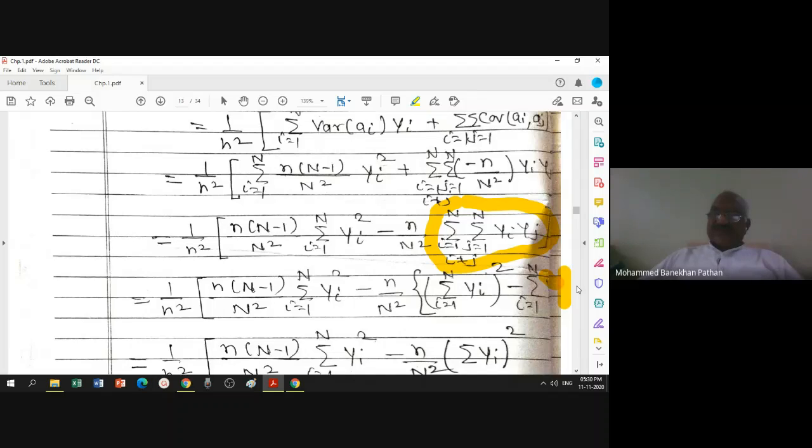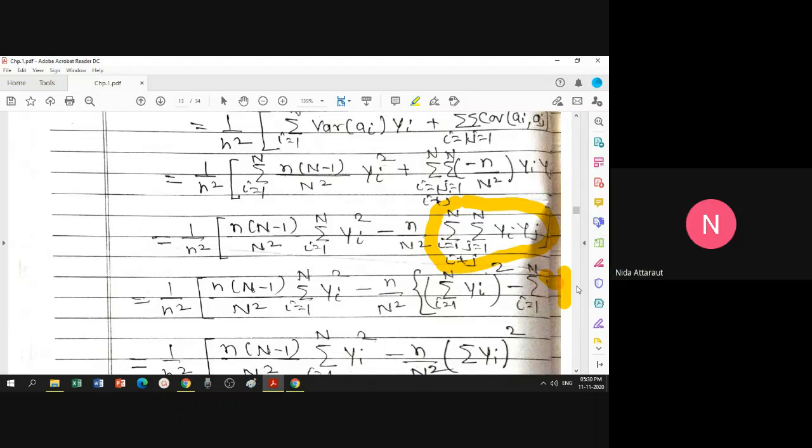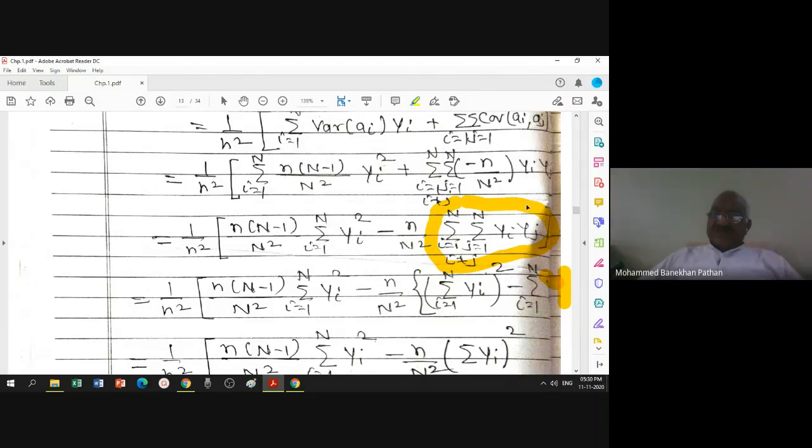Okay. Are you getting me? Yes, sir. Yes, I got it. So one side is the sum of product and the other side is this quantity. Both are equivalent. Do you get me? Yes, sir.